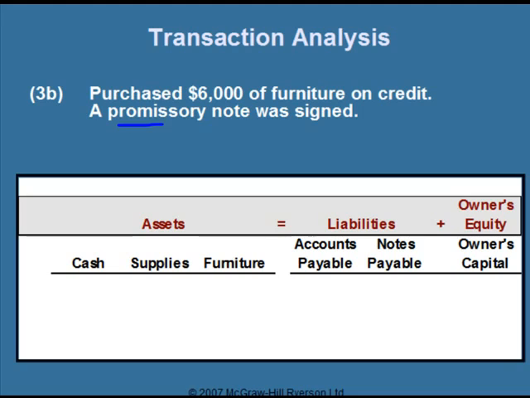Whenever they mention promissory note, the word note means notes payable. So that's one account that's changing. The other account that's changing is that the company is purchasing furniture. So we're going to take that $6,000 and put it under the furniture column. The company has $6,000 more furniture than it did before, so that number is increasing.